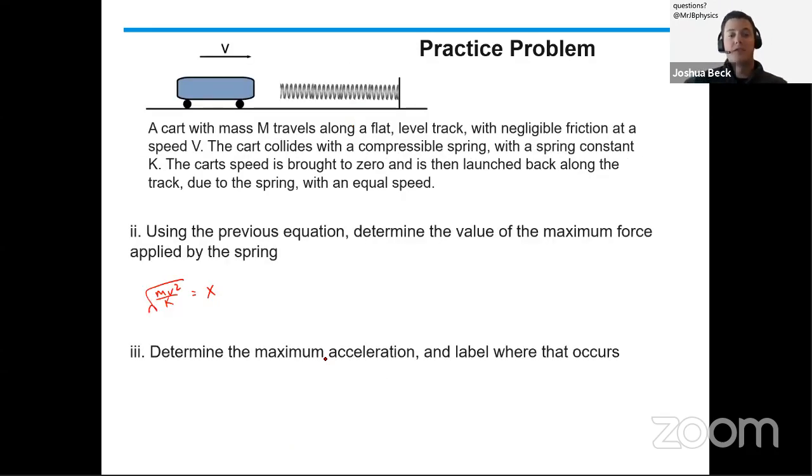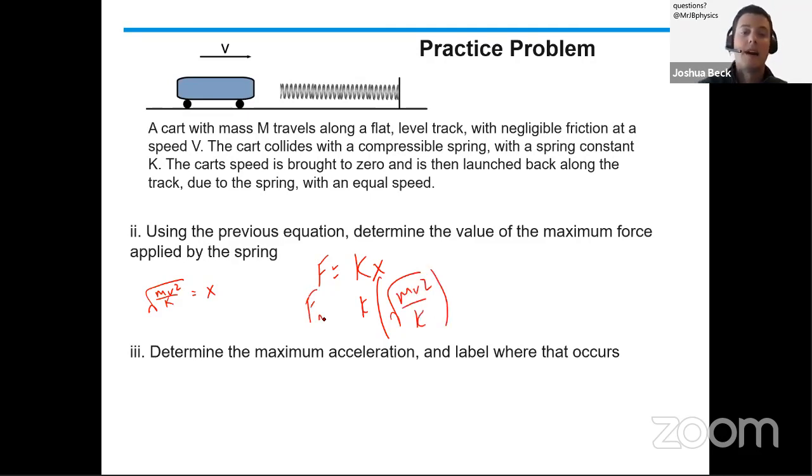It says using the previous equation. Okay, so we're going to use an equation from earlier in the problem. Determine the value of the maximum force. Well, remember that the force is going to be calculated with kx. The magnitude of the force is going to be k times the magnitude of our displacement. Well, I just solved for my maximum displacement, so I'm just going to plug that in for x. Done. That's going to be my maximum force.